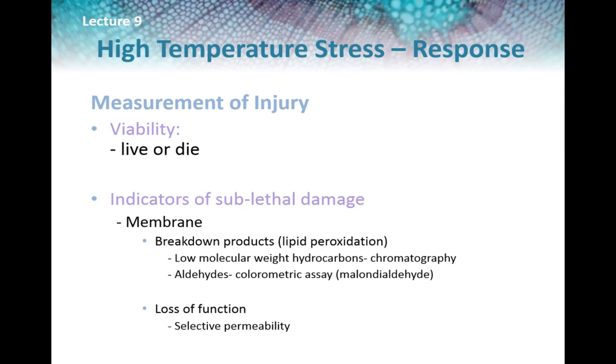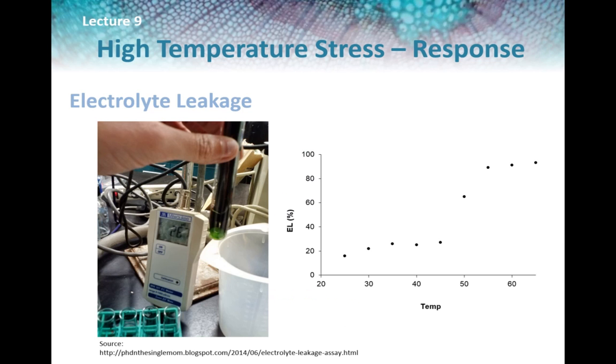Examples include chlorophyll fluorescence to monitor photosynthetic efficiency, monitoring breakdown products of oxidative reactions, including low molecular weight hydrocarbons and aldehydes from lipid peroxidation, and using electrolyte leakage to track structural and functional integrity of the membrane. Electrolyte leakage is a simple procedure that can be used to measure loss of the ability to maintain concentration gradients, either through impaired transport systems or structural damage to the membrane.